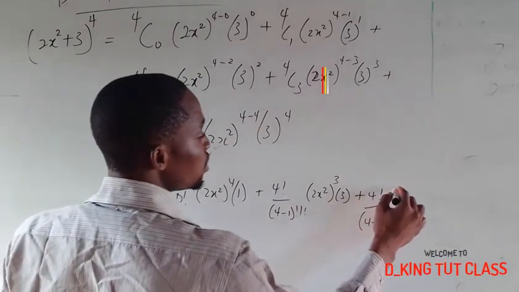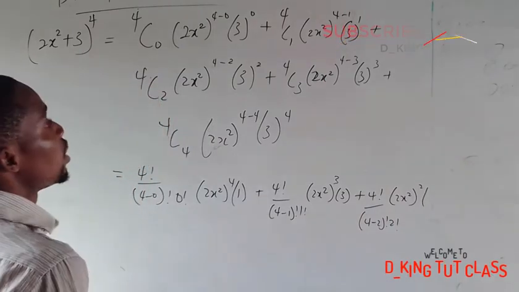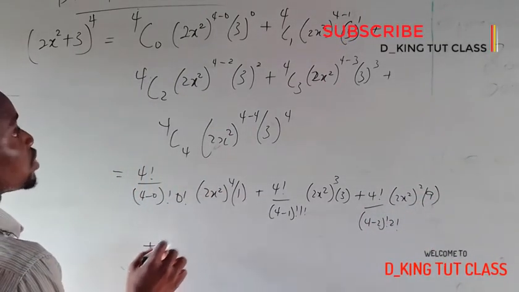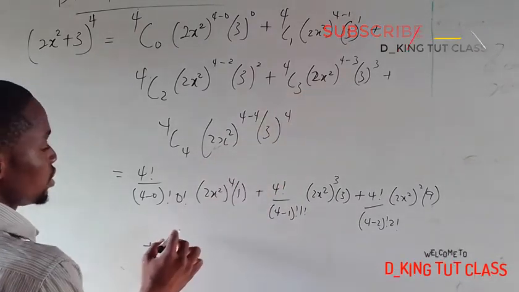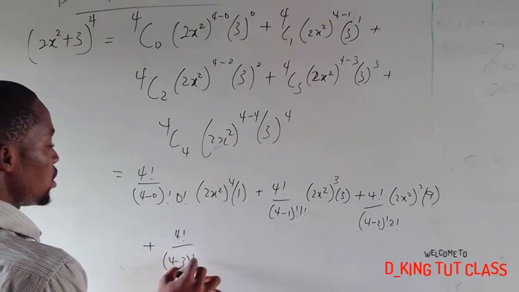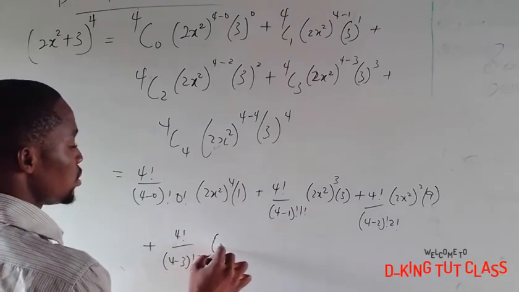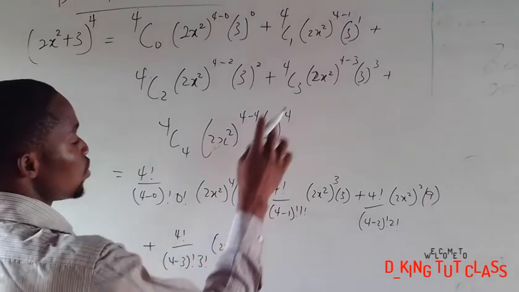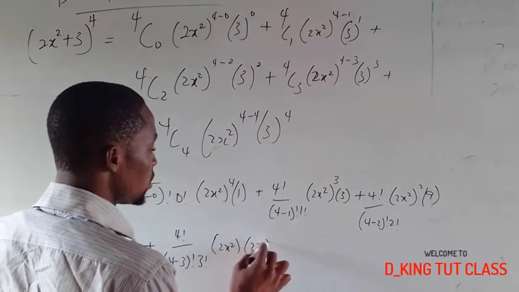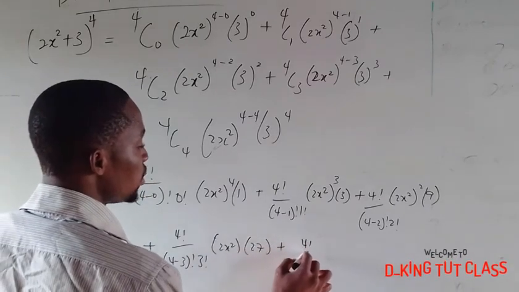Plus, for the next one, 4 factorial over 4 minus 2 factorial, 2 factorial, times 2x squared, all raised power what? 2. 3 raised power 2 here is what? 9. Plus 4 combination 3 is what? 4 factorial over what? 4 minus 3 factorial, 3 factorial, times 2x squared raised power what? 1. When 4 minus 3 is what? 1. 3 raised power 3 is what? 27. Then plus, finally, 4 factorial over what?